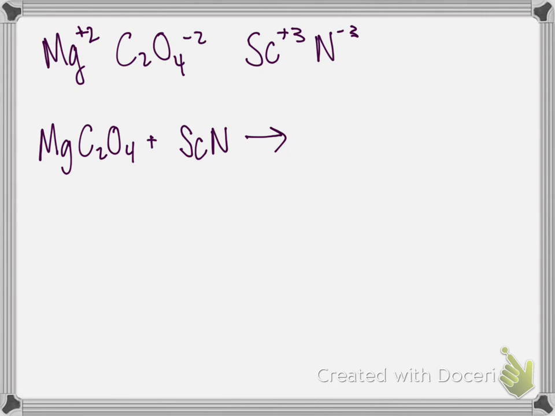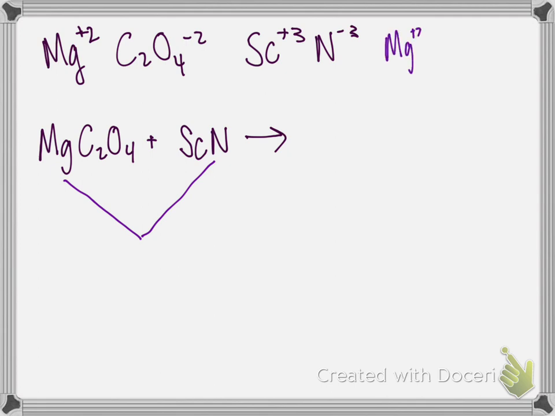We're going to predict our products. So magnesium and nitride need to come together. Am I just going to write MgN? No. A lot of you will get into that bad habit of just bringing over whatever subscripts you had at the beginning to the end. And you can't do that. You have to start them over. So let's build magnesium nitride.